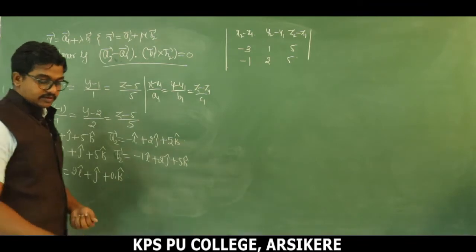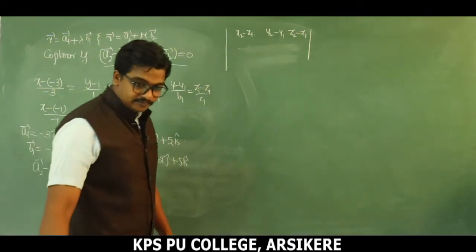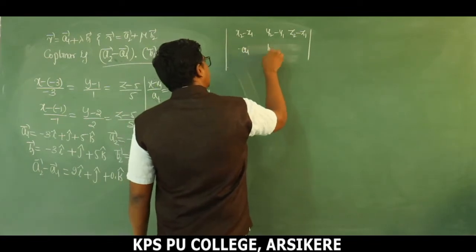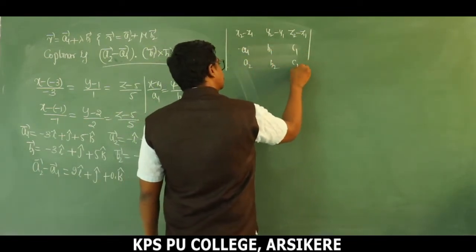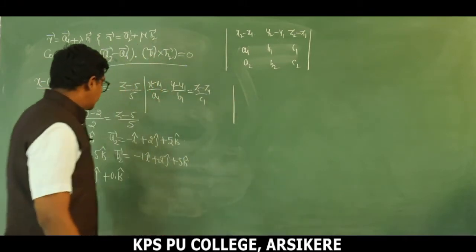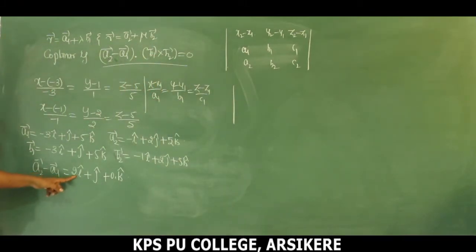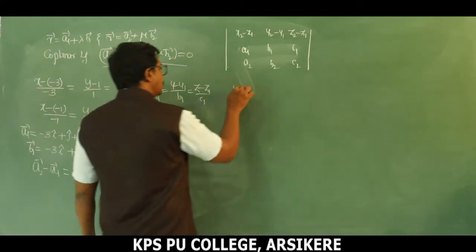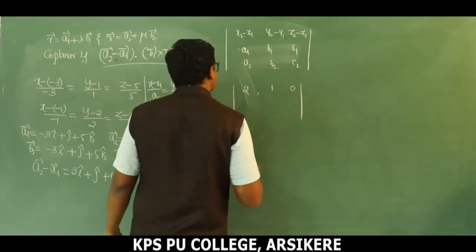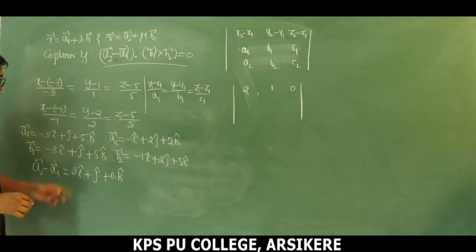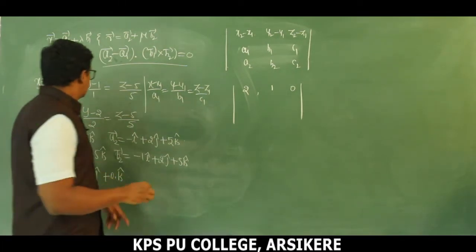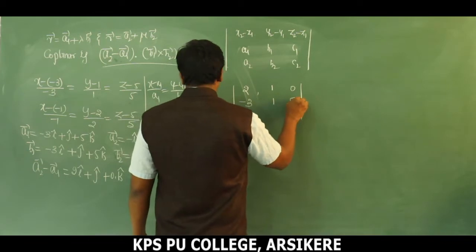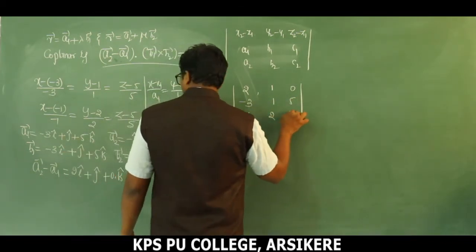So write this as the first formula: a1 b1 c1, this is a2 b2 c2. Directly apply the formula. I have taken here x2 minus x1, which is minus 1 minus, we will get 2. This becomes 2, 1, 0, and the second one, a1 b1 c1, are direction ratios of line L1. This is minus 3, 1, 5, and the second one minus 1, 2 and 5.